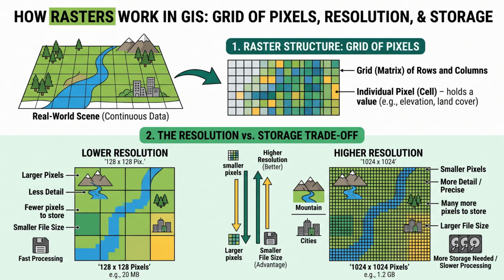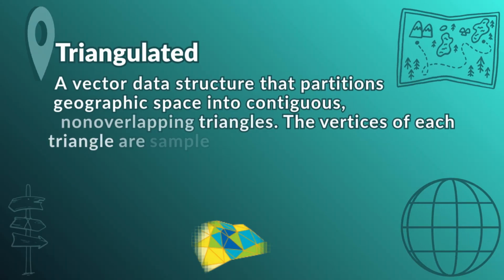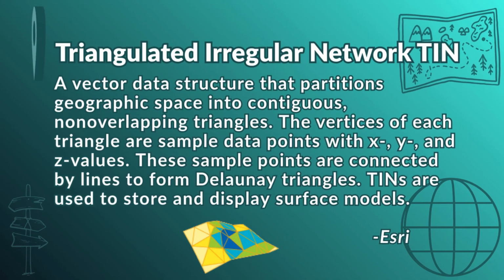Exactly. If you want to model a mountain range at a 1-meter resolution using a raster, you are asking a computer to store millions of individual pixel values, even for a flat plateau where the elevation isn't changing at all. Which seems super inefficient, and I'm guessing that is where TINs, triangulated irregular networks, come in to solve that storage inefficiency.